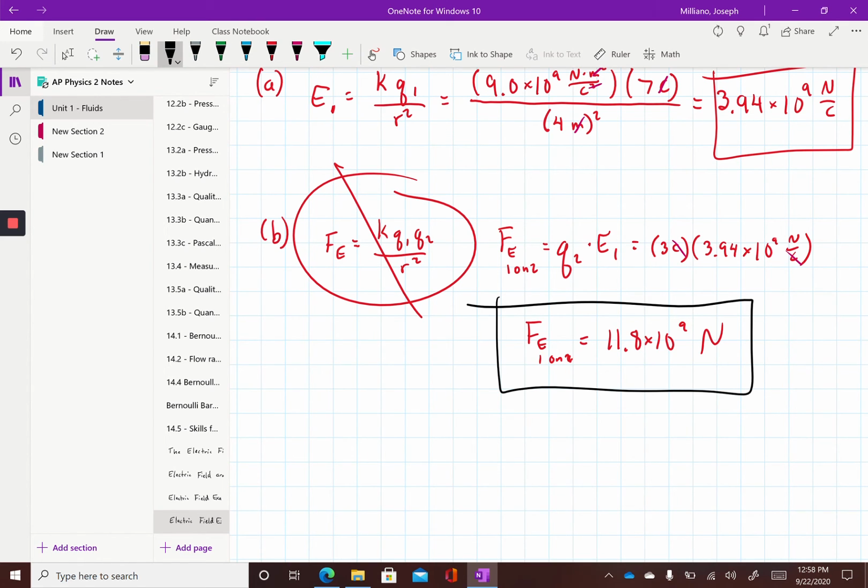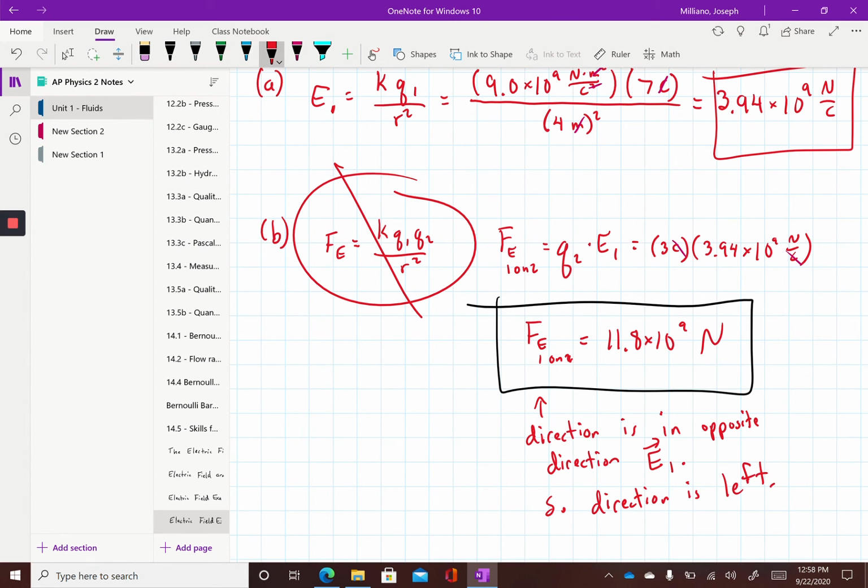And then the electric force, in which direction is it, for a negative charge? So the direction is in the opposite direction of the electric field due to charge 1. So the direction is left. So it's to the left. All right, that answers our 2 questions.